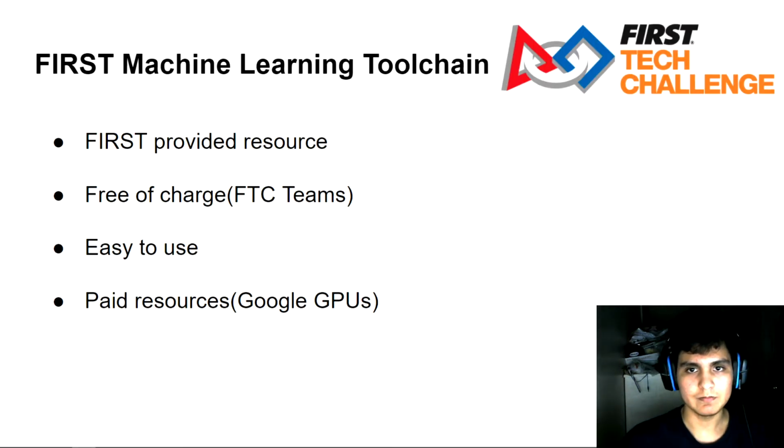If you haven't already used the FTC machine learning toolchain, you should, as it is the FTC-provided resource that all teams have access to. It's free of charge, and it's easy to use, all based on the internet, and it uses paid resources for basically free. So what would take a month to train is about an hour using the FTC machine learning toolchain. If you haven't already, go and use that because this is a more powerful and advanced method to train a model.